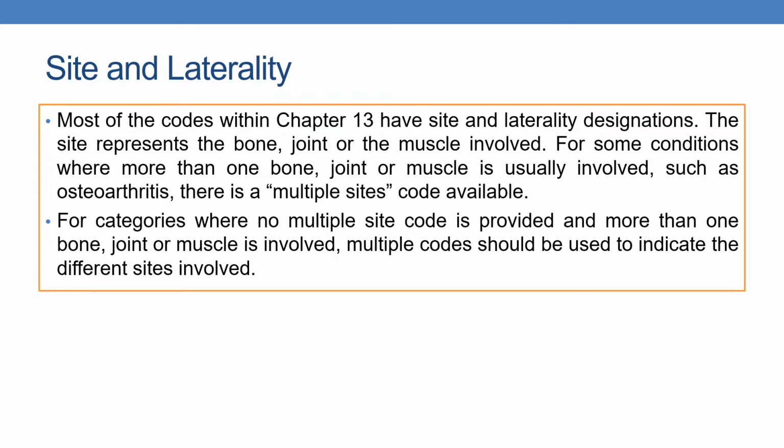And for the categories where no multiple site code is provided and more than one bone, joint or muscle is involved, multiple codes should be used to indicate the different sites involved. Whenever there is a single code for multiple sites, if that code is available, you need to give that one code only. If a multiple sites code is not available, then you have to individually code each bone, joint or muscle involved.